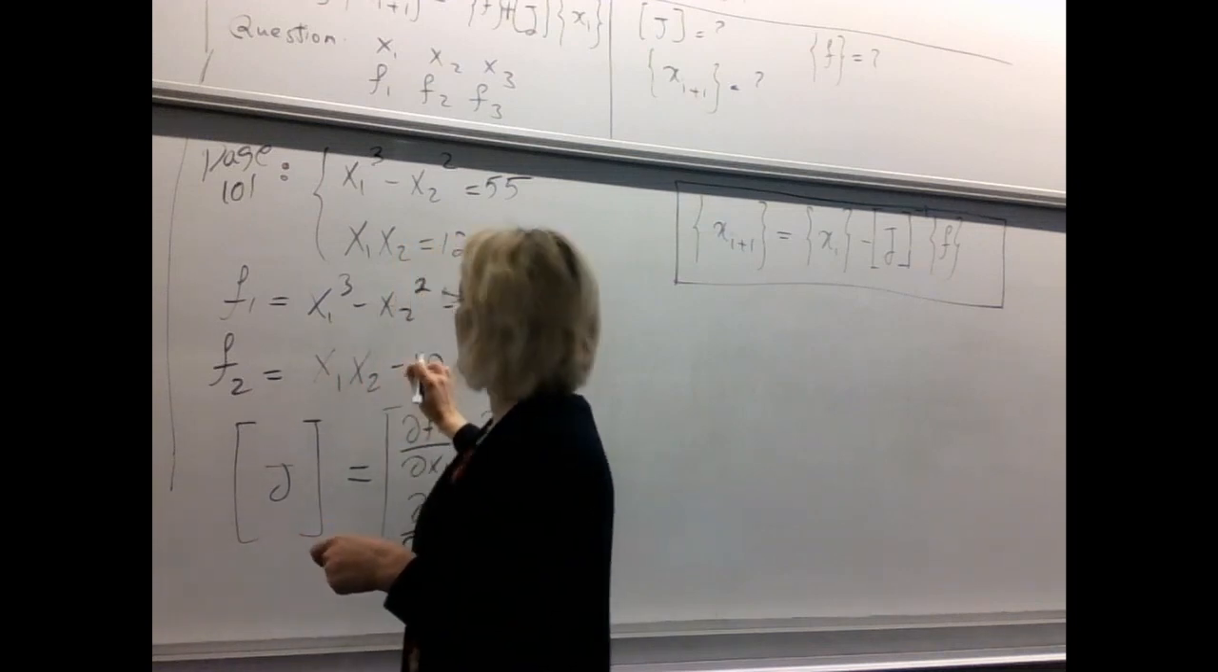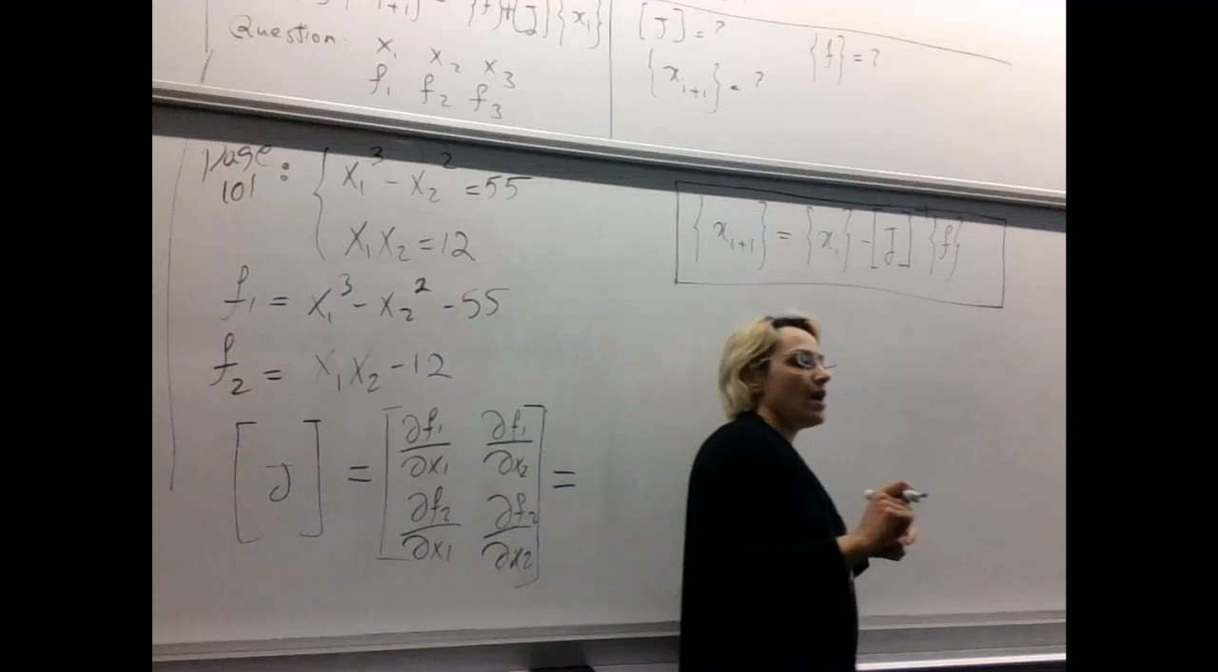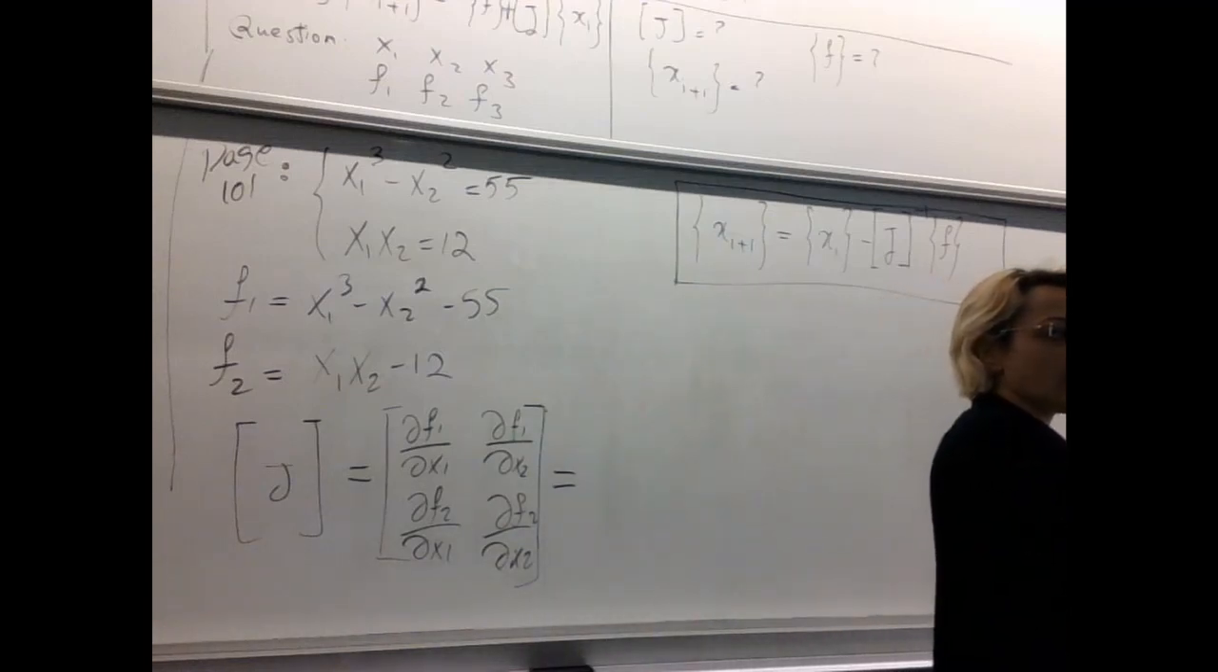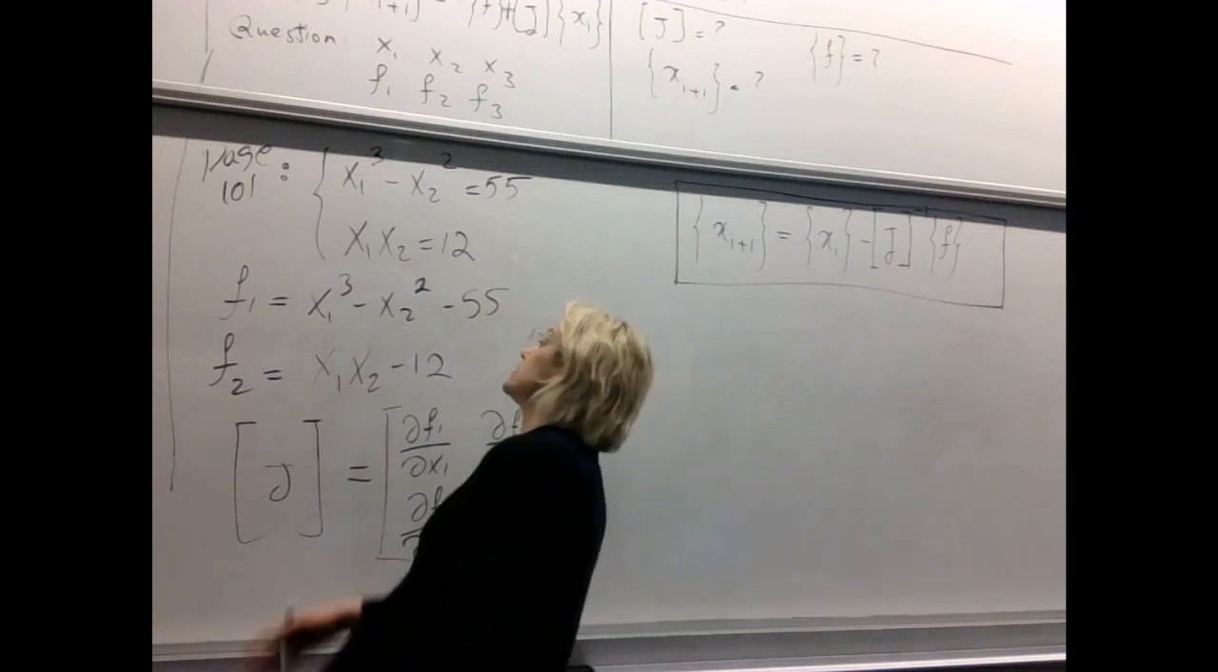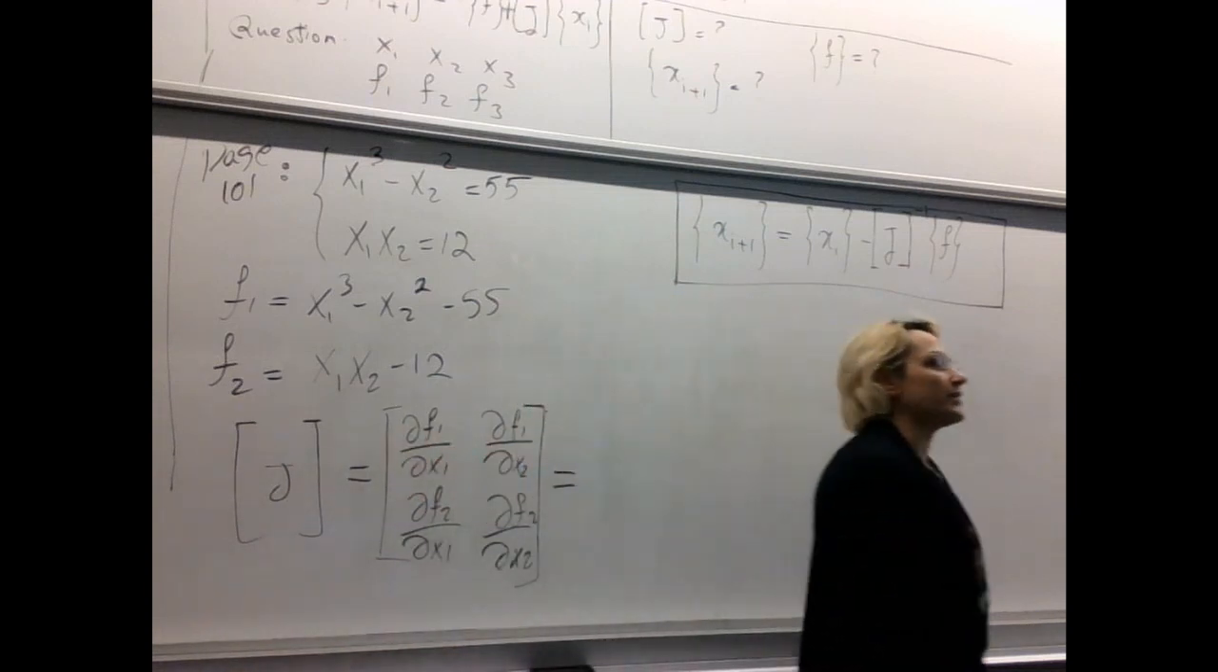So now I'm going to give you 2 minutes. Find out the Jacobian of it, and that's good. We have 3 minutes, so if I give you 2 minutes, then I have 1 minute to write down the Jacobian for you.